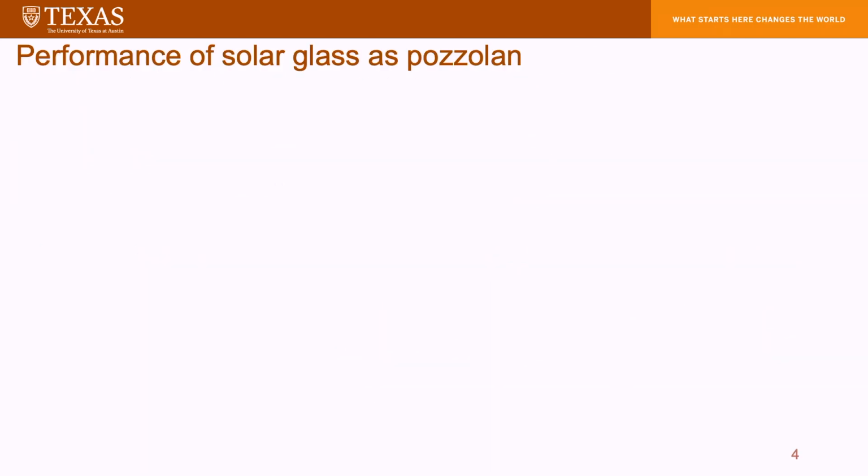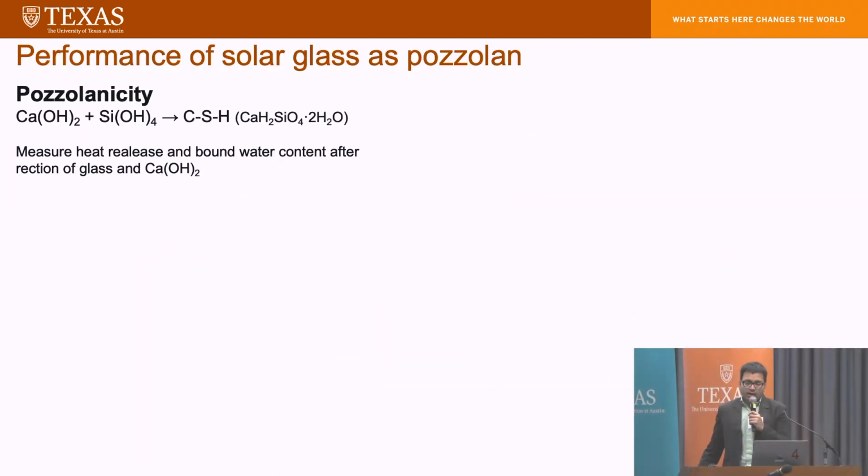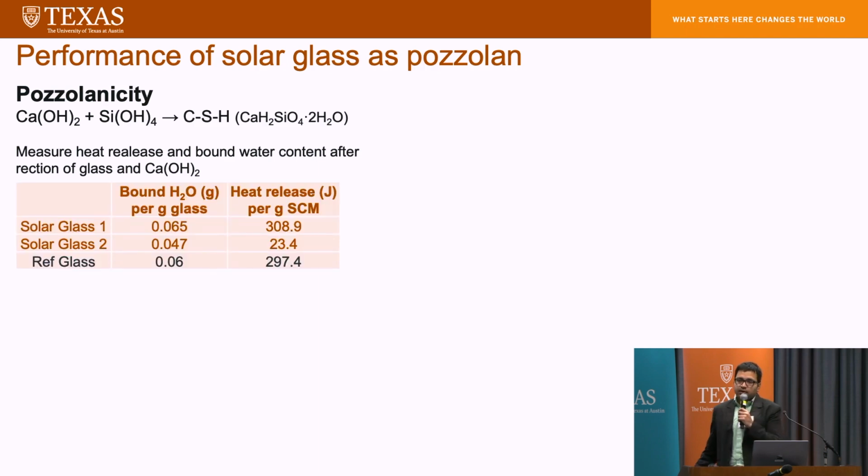In terms of performance of solar glass as a pozzolanic material, we started by measuring pozzolanicity. This is the fundamental reaction that is valid for all pozzolanic materials, where calcium hydroxide reacts with amorphous silicate to form calcium silicate hydrate. We would like to quantify the amount of calcium silicate hydrate that forms, and we used two different methods. First, we used the amount of water bound in the calcium silicate hydrate as a measurement of how much calcium silicate hydrate is being formed.